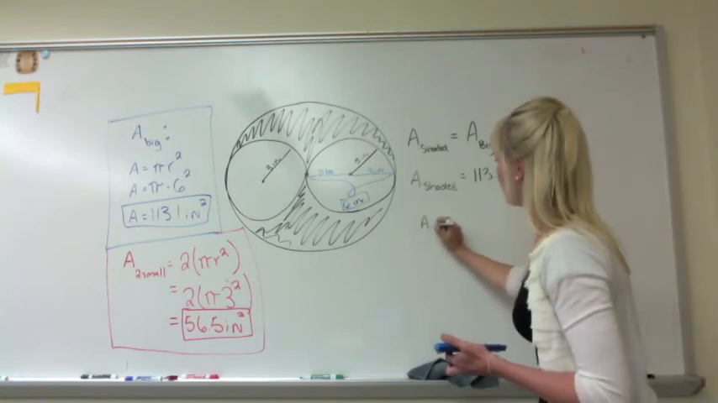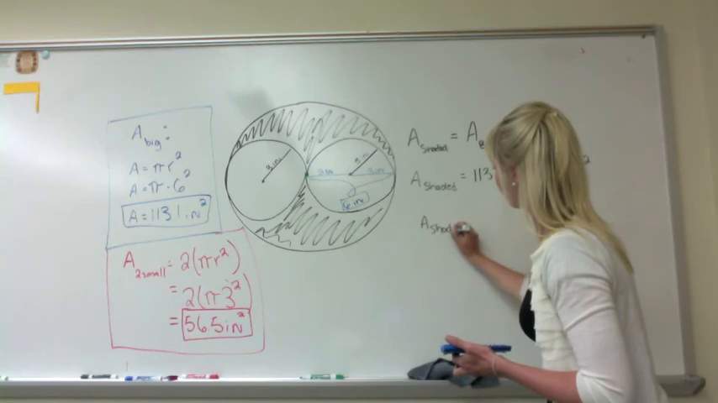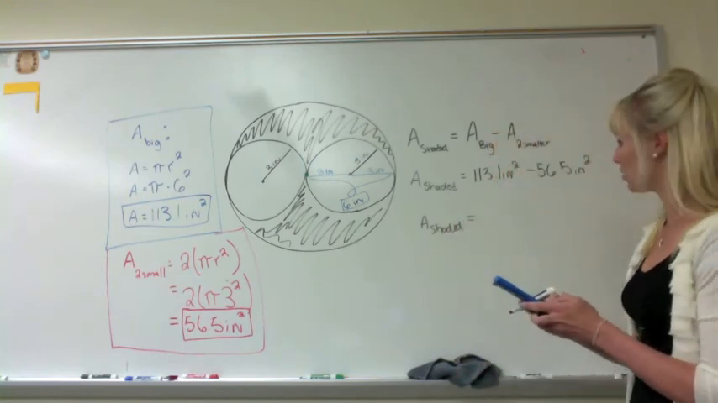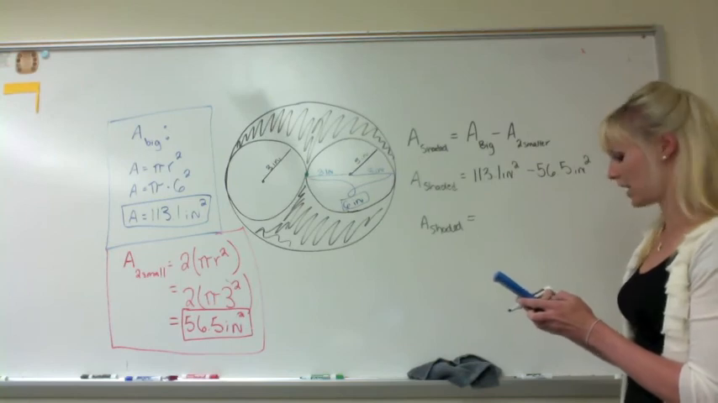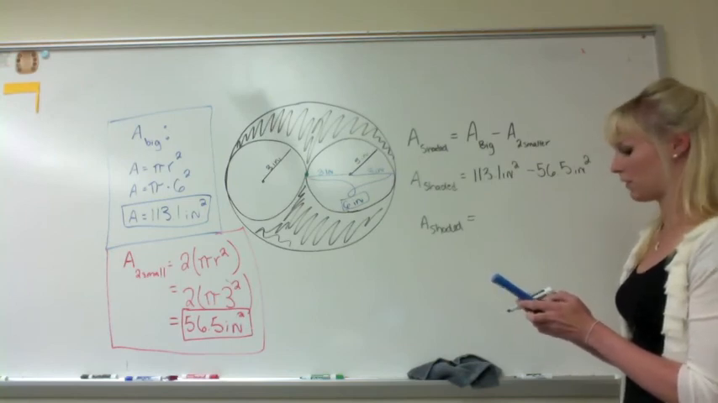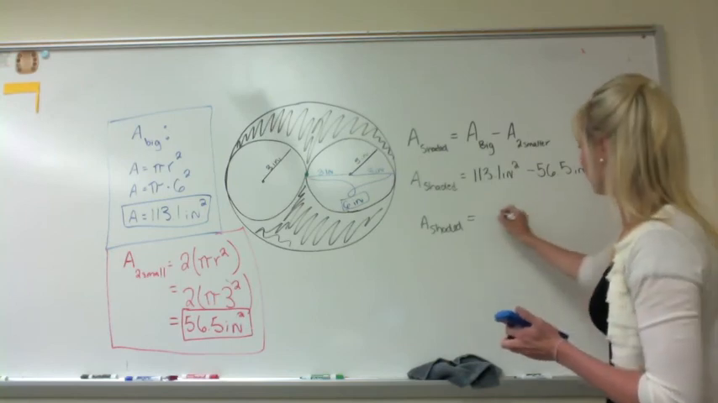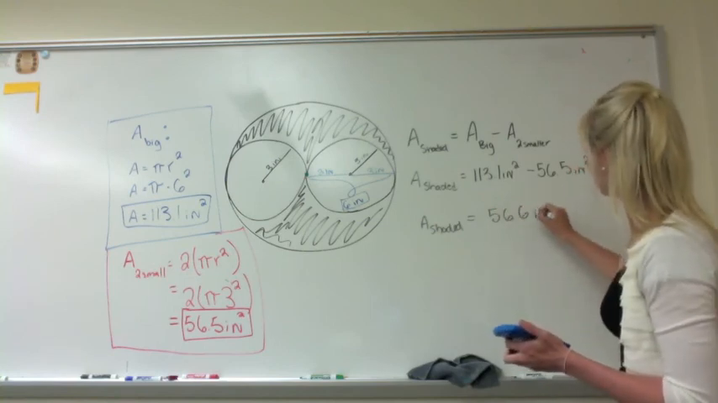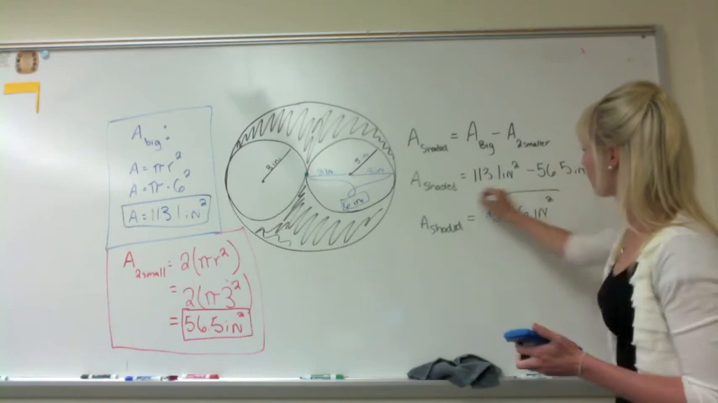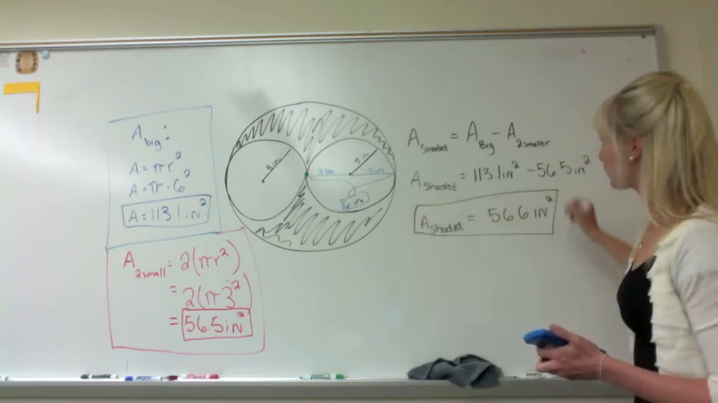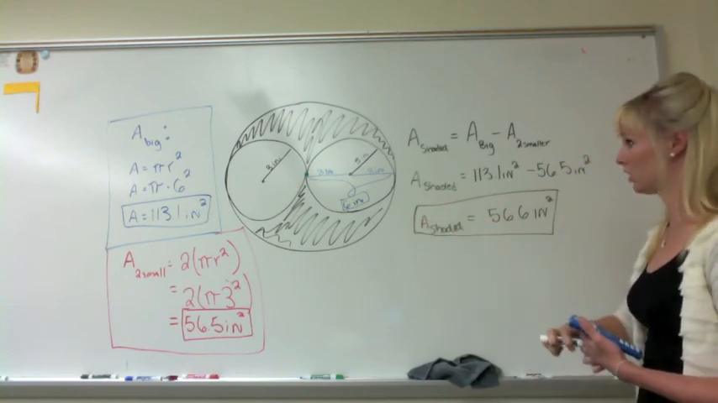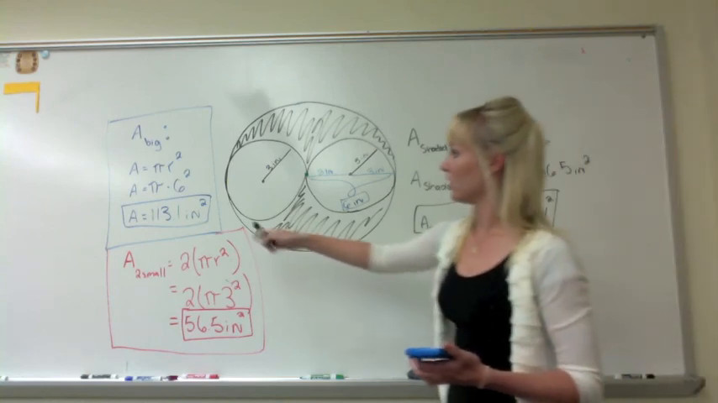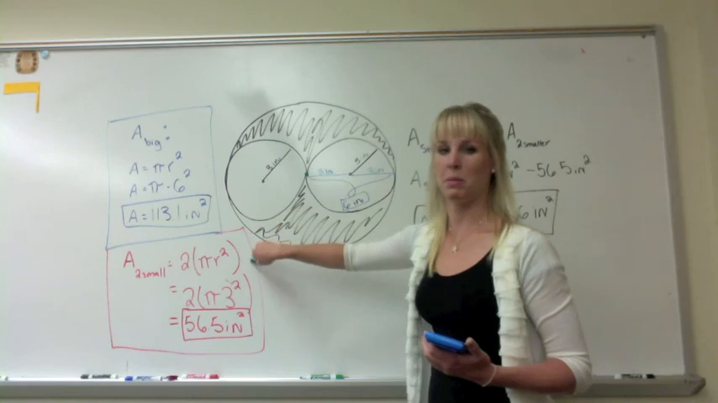So that means the area of the shaded is equal to 113.1 minus 56.5, which is equal to 56.6 inches squared. Notice how I like to write. I wrote my work off to the side and tried to keep it as neat as possible.